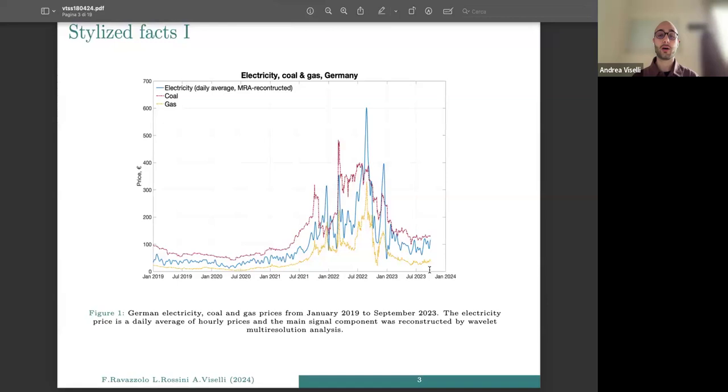To give you a little bit of overview of the data we use, here I plot the electricity prices for Germany from January 2019 up to October 2023. I smoothed the electricity prices with wavelet analysis and reconstructed the signal with the low frequency component to show the main signal from electricity prices, and then I averaged it over the days. I also considered the coal and gas prices, which are a unique price for all countries because they correspond to the price of futures traded on international exchanges. As you can see, the correlation is very strong, and we will exploit this correlation in our model.